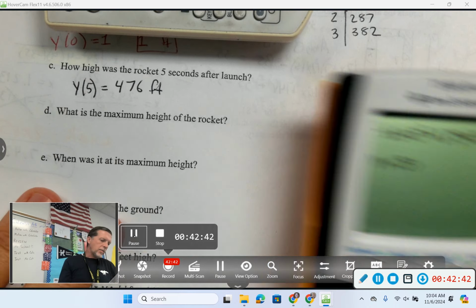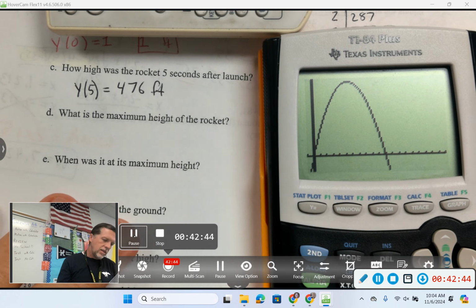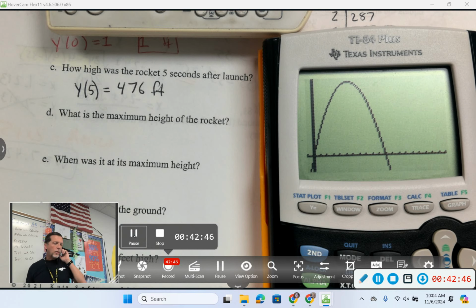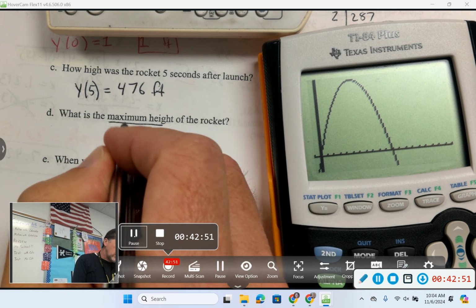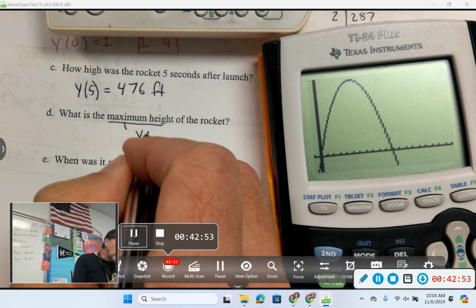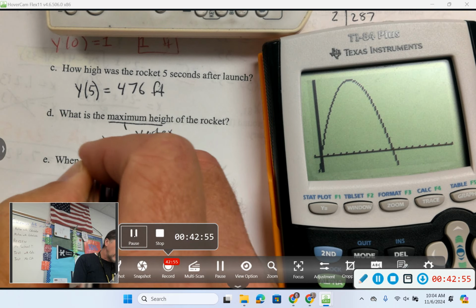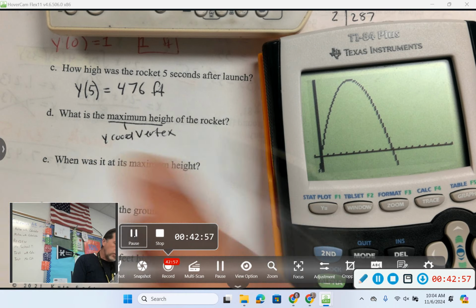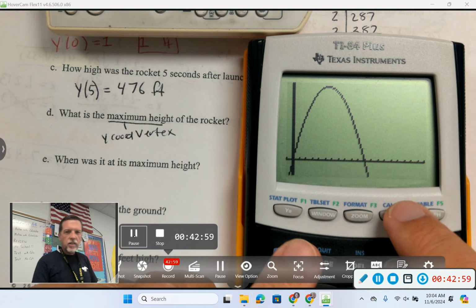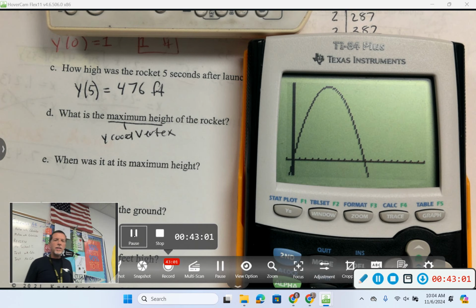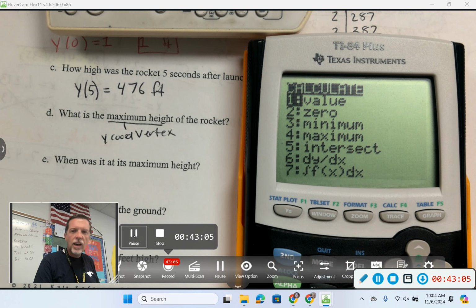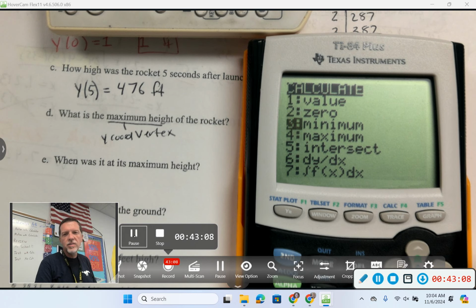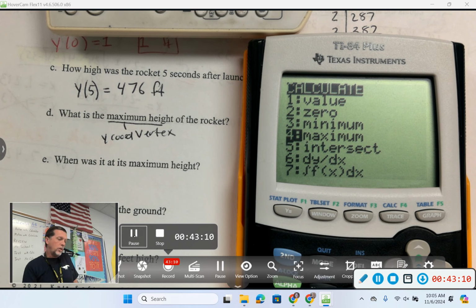What is the maximum height of the rocket? What would I be looking for if I want the maximum height? The vertex. Which coordinate of the vertex? The y coordinate. So, is there a way that I could find the vertex? Second calc, maximum. Or you could do -b over 2a and then plug it in, but you've got a calculator, use it.